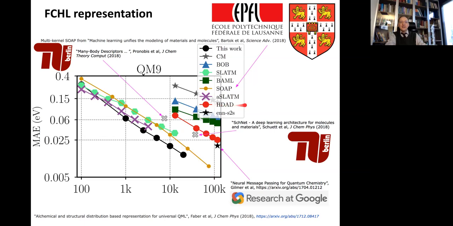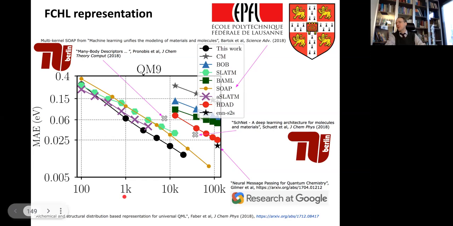We also have the SLATM, which is another representation I didn't talk about. This FCHL is this black line, and at the time it was sort of the most performing system. It's very intriguing because for QM9 you reach 0.06 eV. So this is nearly chemical accuracy with already only 1,000 training molecules, right?